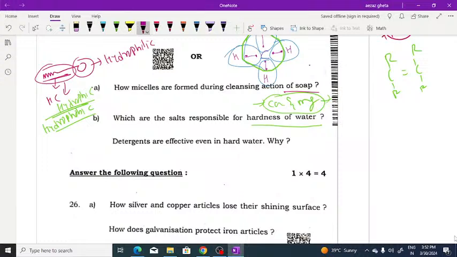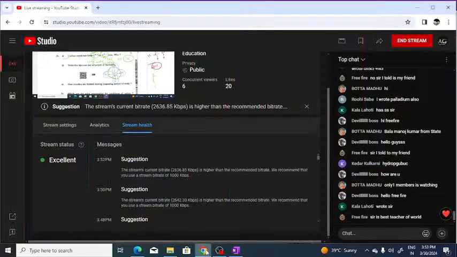Detergents are effective even in hard water because detergents do not form scum with hard water. Detergents do not react with the salts present in hard water, so there is no formation of scum, the white precipitate. So they are effective in cleaning even in hard water. Understood? Did you write this or not? How many students wrote this?